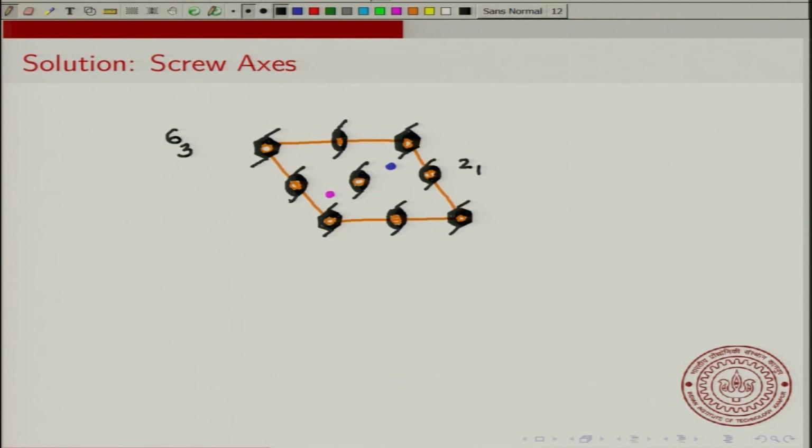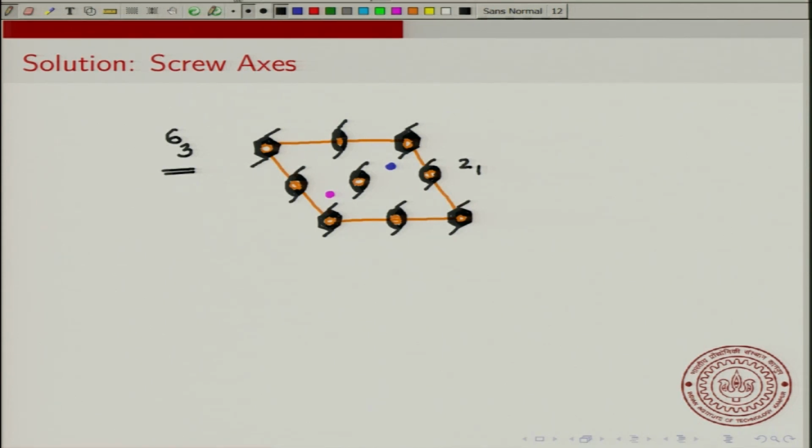Okay. So, these are the screw axes for the diamond cubic. The highest order screw axis is the 6-3 screw axis, but there are also these 2-1 screw axes that are there in diamond, in the HCP, sorry. So, the highest screw axis for the HCP is this 6-3 screw axis.